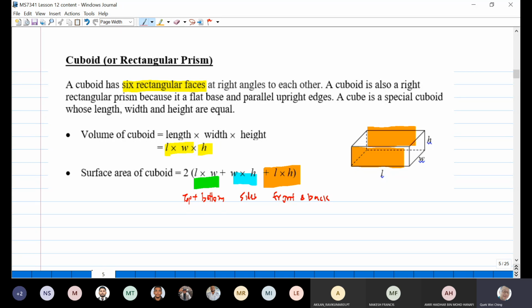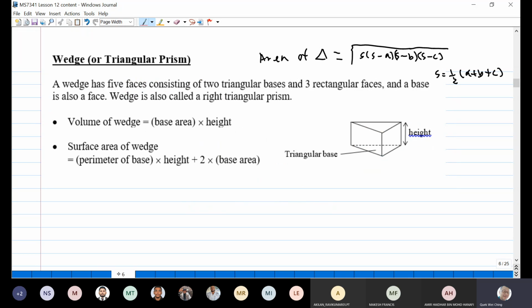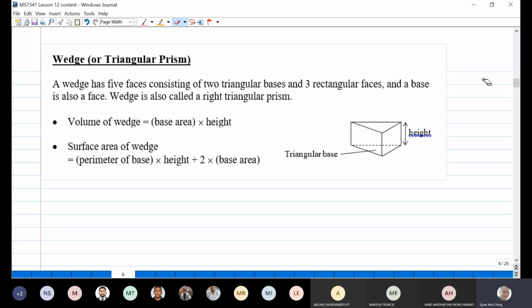Okay, then this is the first shape, a 3D object, where we are looking for volume and surface area. Next one we are looking at is called the wedge. Let me talk about wedges. A wedge has a triangular base. A wedge has five faces, consisting of two triangular bases, one on the top, one on the bottom.